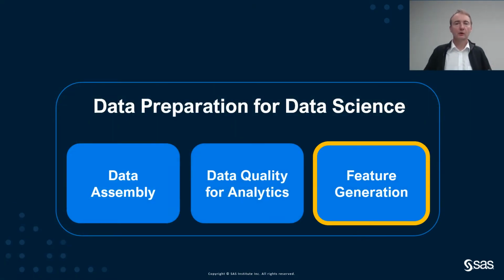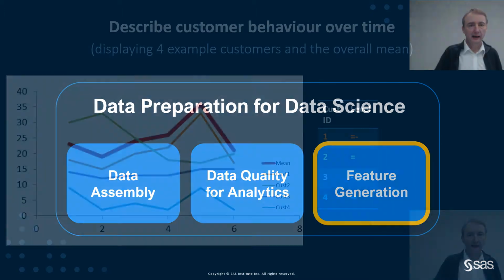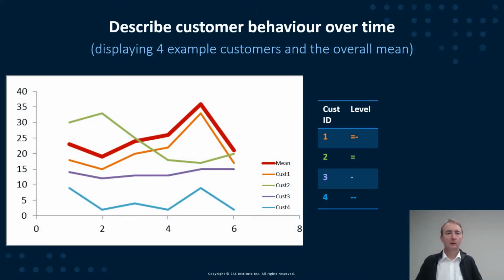So let's take a look at feature generation. We will take a look at 4 specific customers. The data you are seeing here is in the bold red line. This is the overall mean over all customers. And I have picked out 4 individual customers from a larger set of customers and would like to discuss with you what we see here from their behavior over time.